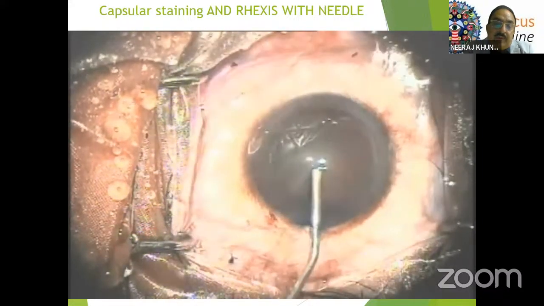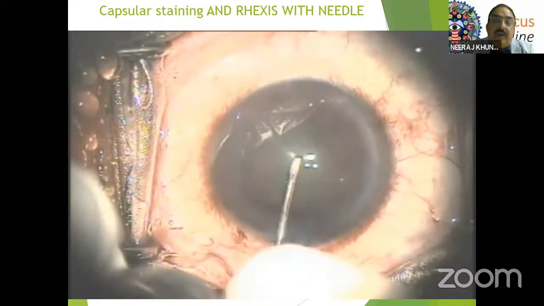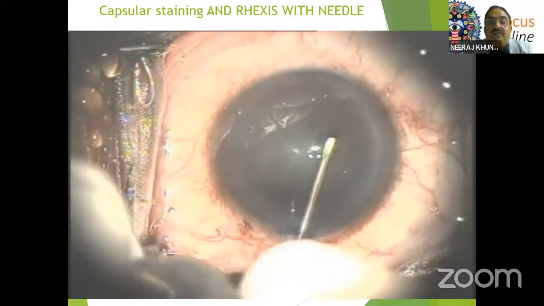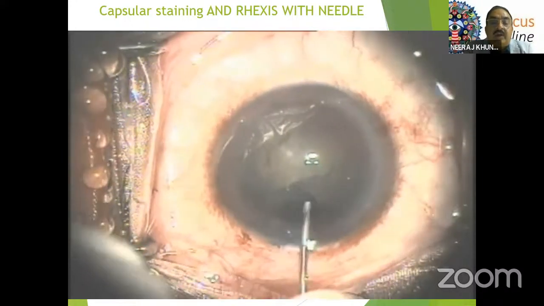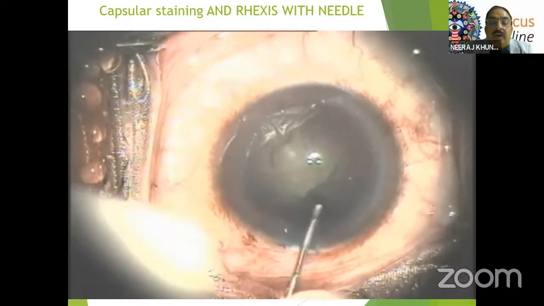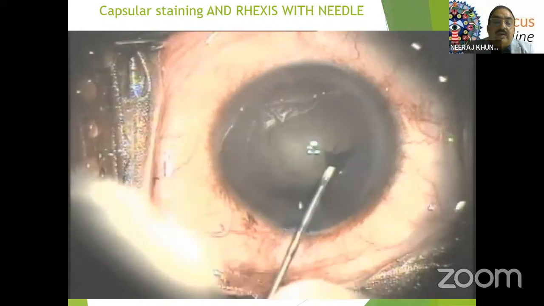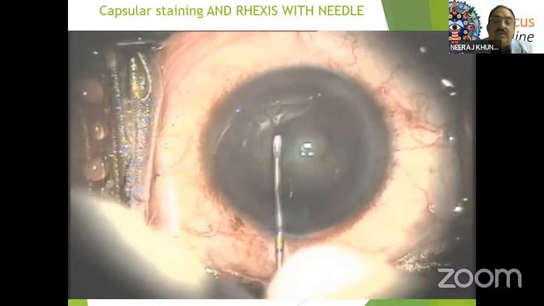The dye has two advantages. It increases the visibility and decreases the elasticity. So now once we have stained the capsule, it becomes easy. You can see that it is simple to do the capsulorhexis. Usually if we have good glow and once we are used to doing rexes, staining is not needed, only needed in white cataracts or where we don't have good glow.